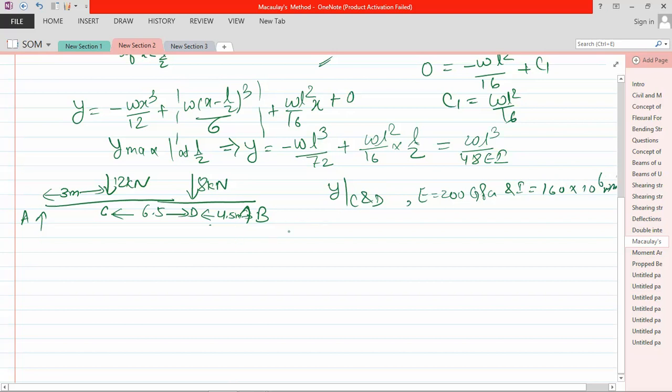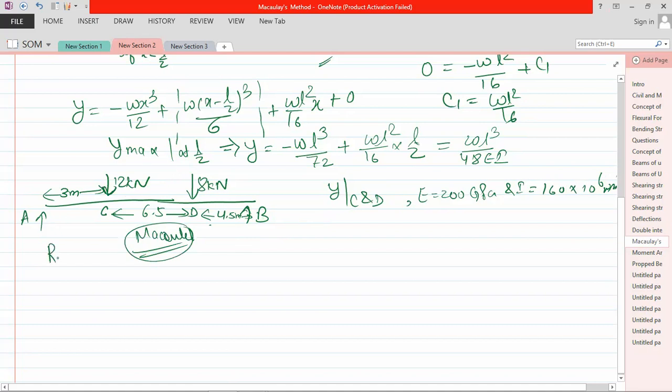Go with the integration method, double integration. You will find it very, very lengthy because you have two loads. You cannot simply put one. So then this method, called Macaulay's method, is very useful. In a single expression, you can find this. Now I am telling you how.